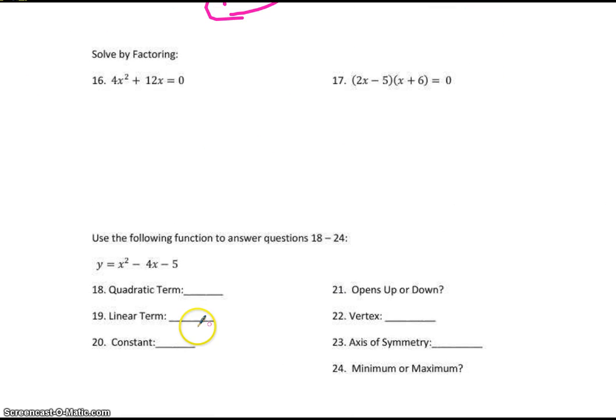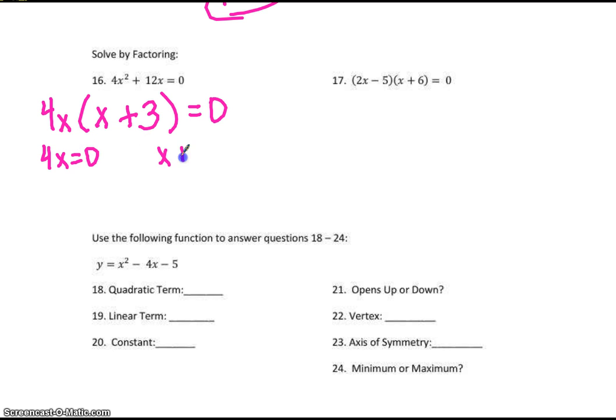All right, looking at number 16. These both divide by 4, and they both have an x, and so I pull that out. 4 divided by 4 is 1. X squared, taking x away, leaves you x. Plus 12 divided by 4 is 3. Your x cancels. Now we're actually going to solve it, so you're going to take each part and set it equal to 0 and solve. So 4x is equal to 0, and x plus 3 is equal to 0.